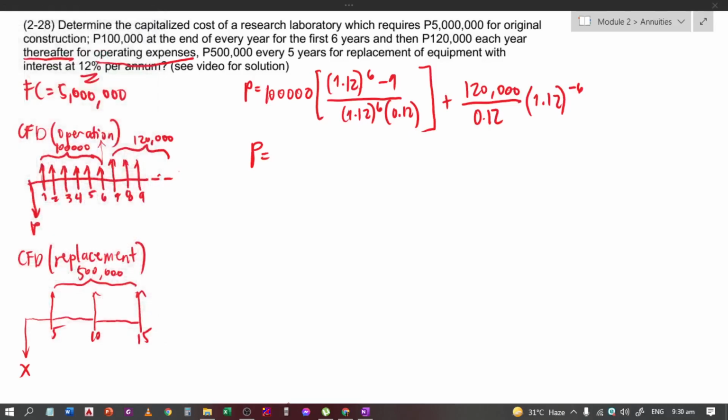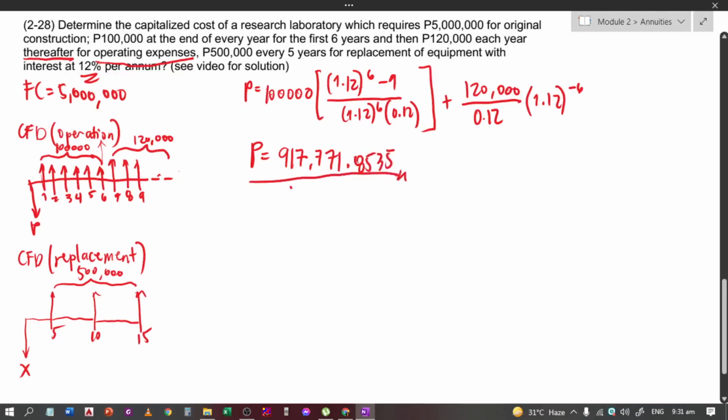Wala na, ayun, ang gumana ng calculus. Sorry. Ayan, pero pag sinolve niya siya, hindi ko na iisa-isahin kasi ayaw gumana ng calculus. Pero pag sinolve niya siya, the answer would be 917,771.8535. Pakicheck na lang din kung tama itong sagot ko. Okay, so ito yung present worth ng operating or operation.